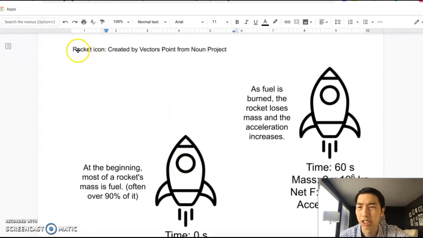First of all, I should say that the rocket icon I got from a website called the Noun Project. That website has a lot of nice icons, like these little black and white pictures that you can download for free, as long as you credit the creator. This one was created by the user whose name is Vectors Point.